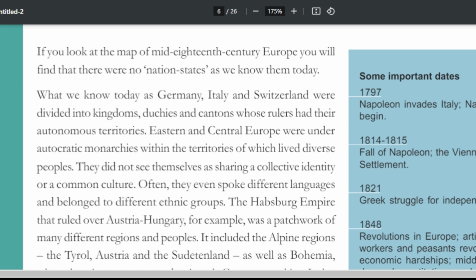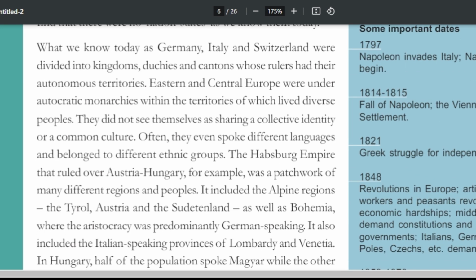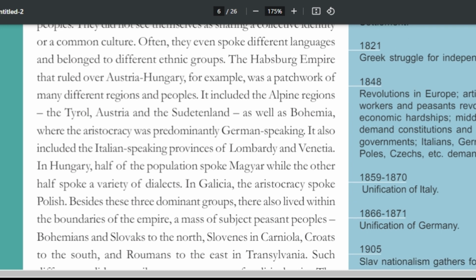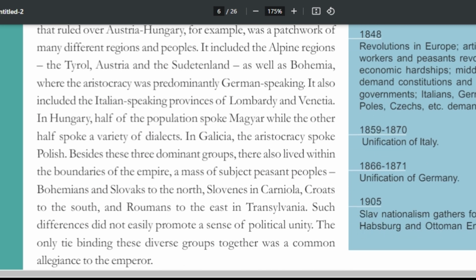It included the Alpine regions, the Tyrol, Austria, and the Sudetenland, also known as Bohemia, where the aristocracy was predominantly German speaking. It also included the Italian speaking provinces of Lombardy and Venetia. In Hungary, half of the population spoke Magyar, while the other half spoke a variety of dialects. In Galicia, the aristocracy spoke Polish.